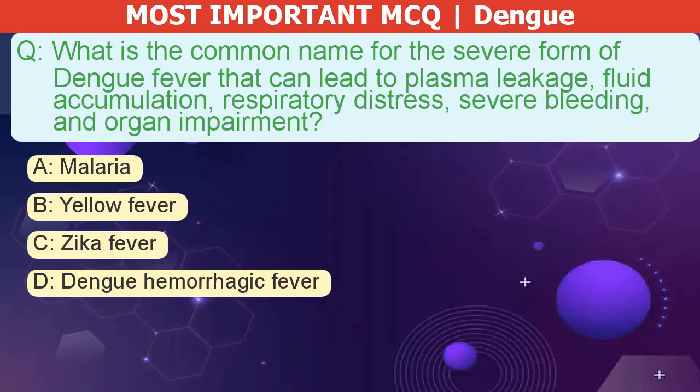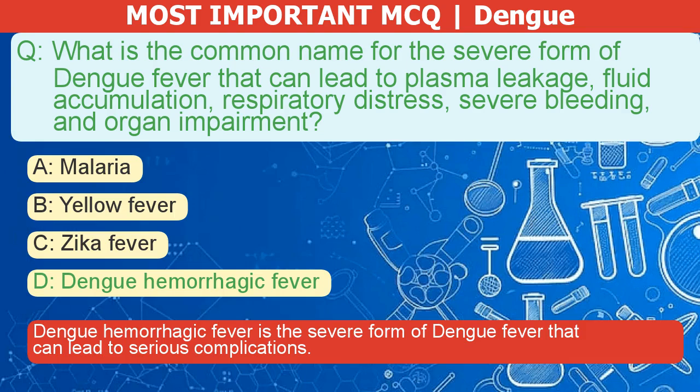What is the common name for the severe form of dengue fever that can lead to plasma leakage, fluid accumulation, respiratory distress, severe bleeding, and organ impairment? A. Malaria. B. Yellow fever. C. Zika fever. D. Dengue hemorrhagic fever. The correct answer is D. Dengue hemorrhagic fever is the severe form of dengue fever that can lead to serious complications.